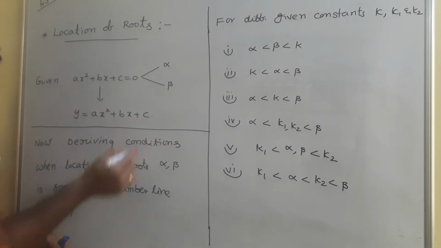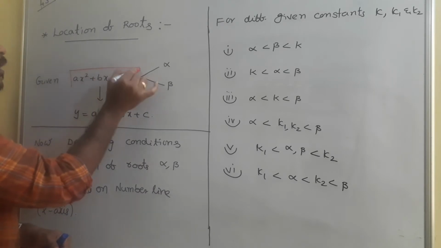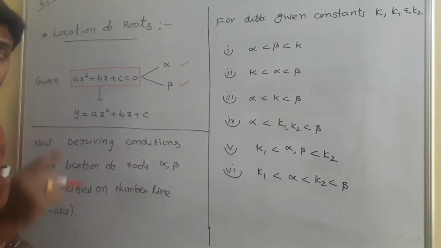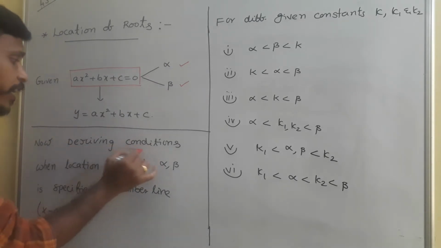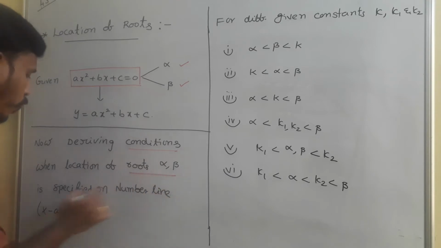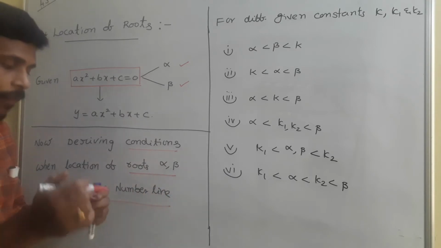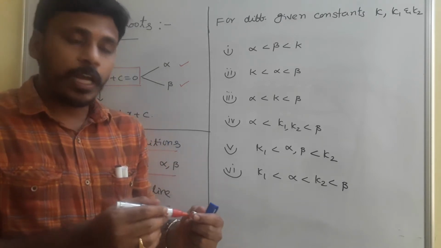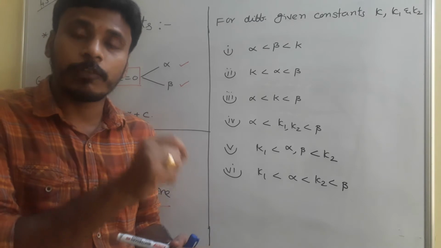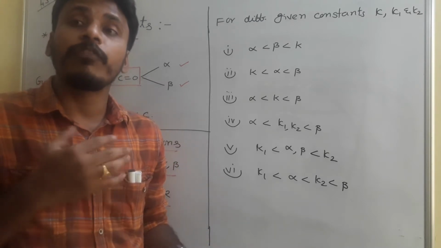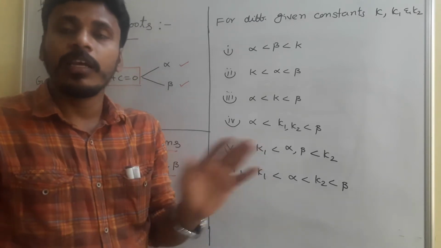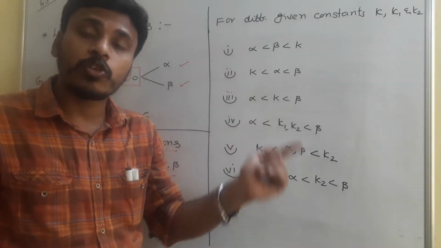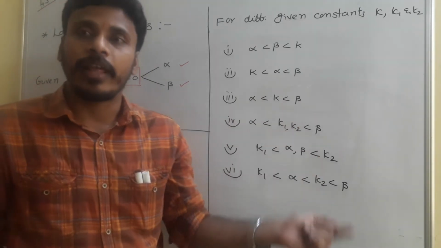Basically, if we have an expression like ax square plus bx plus c equals 0, whose roots are alpha beta, now we are going to derive conditions when the location of roots is specified on the number line, on the x-axis. If the question specifies the location of roots, then we are going to derive the conditions. Actually, we are not going to locate the position of roots.